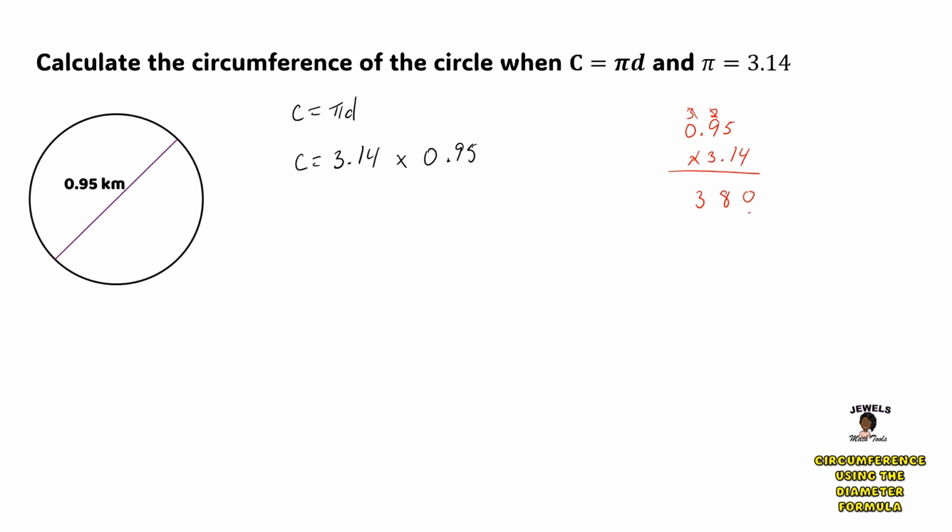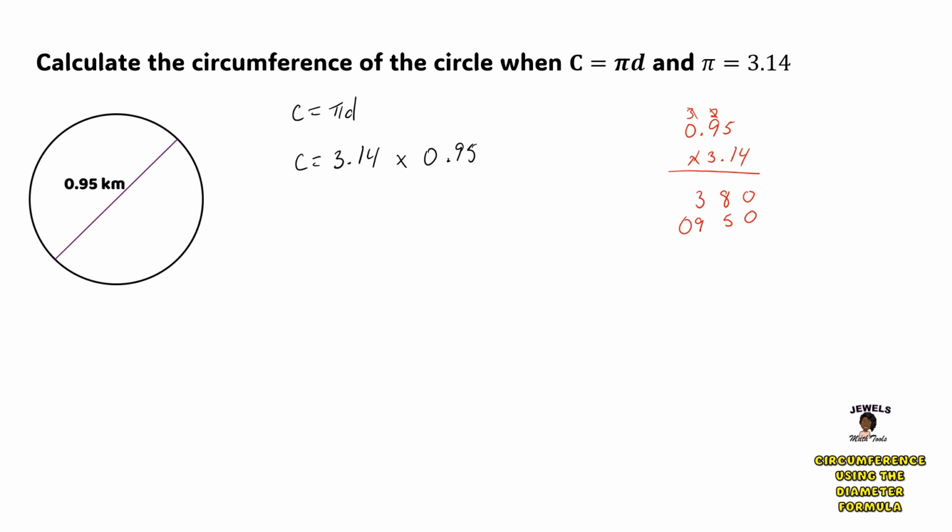We're going to add in a 0 to indicate we're done multiplying with our 4 and start multiplying with our 1. So 1 times 5 is 5. 1 times 9 is 9. And 1 times 0 is 0.